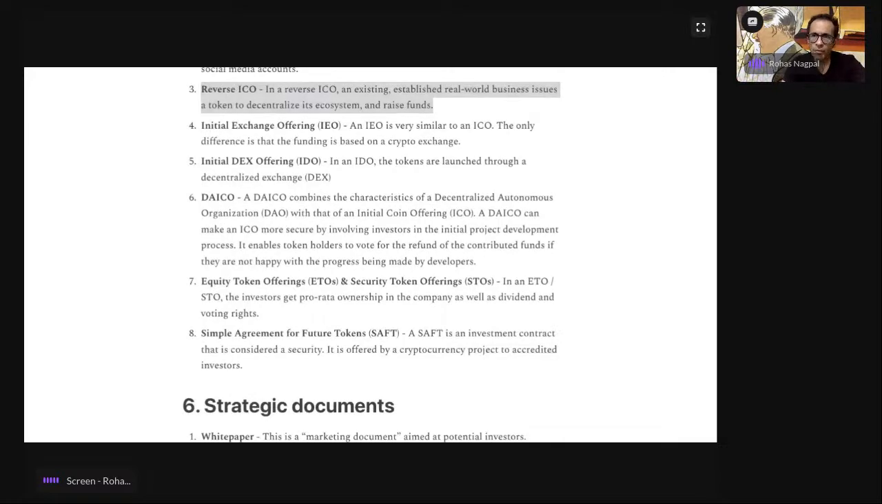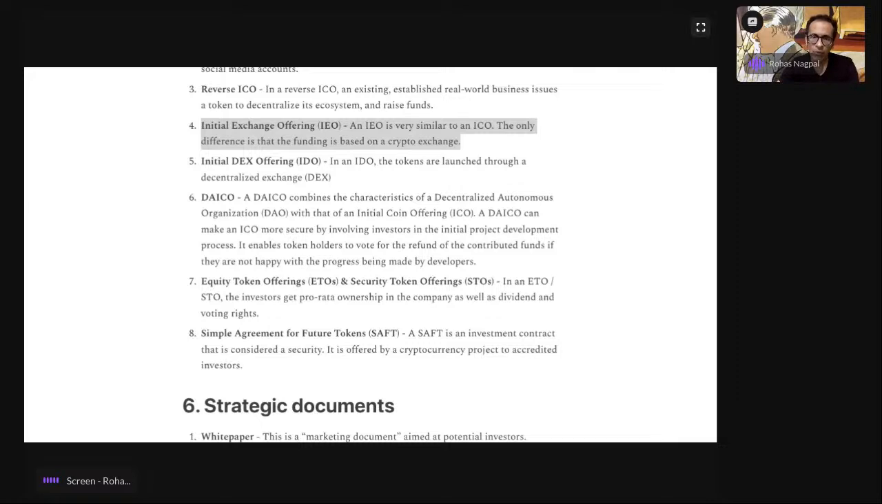Then we have IEO, which is where you go to a centralized exchange, and they will list you on day one and people can directly buy. That's again a good option because centralized exchanges already have a large number of customers. Then we have IDOs, initial DEX offering. This is where tokens are launched through a decentralized exchange like PancakeSwap rather than going to a centralized exchange like Binance, right?